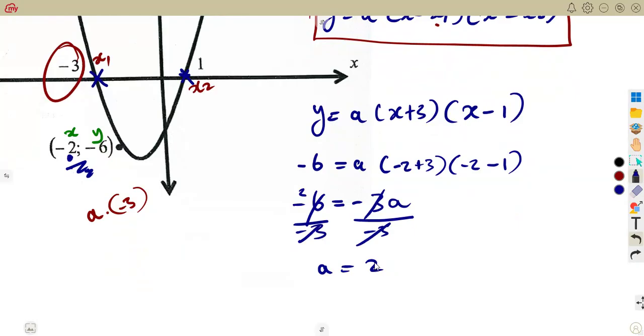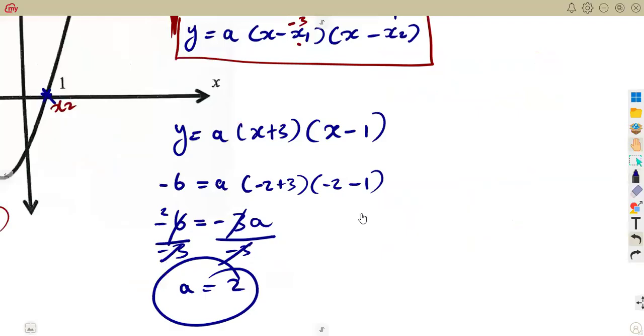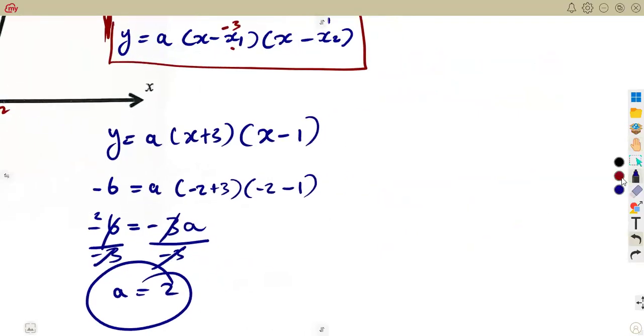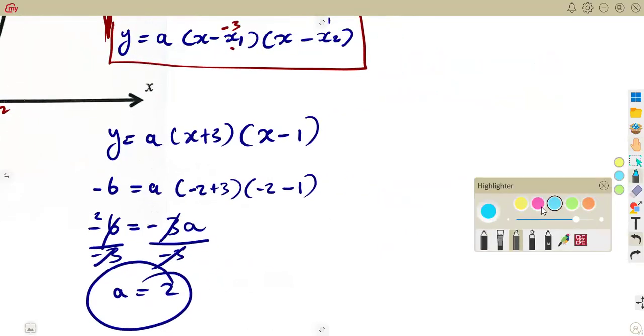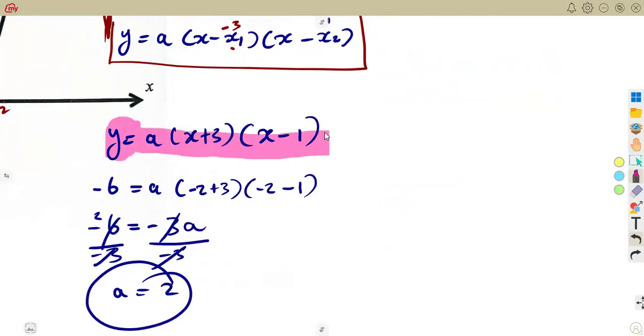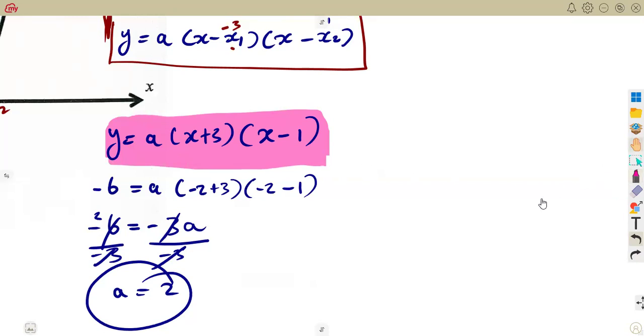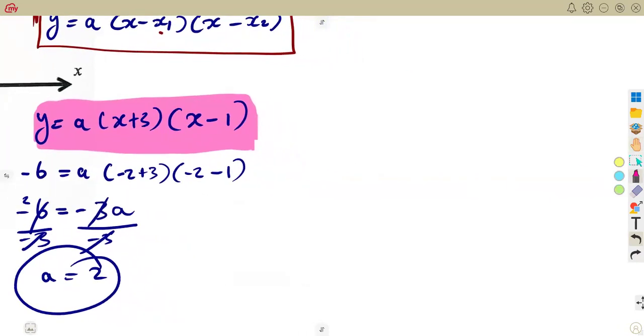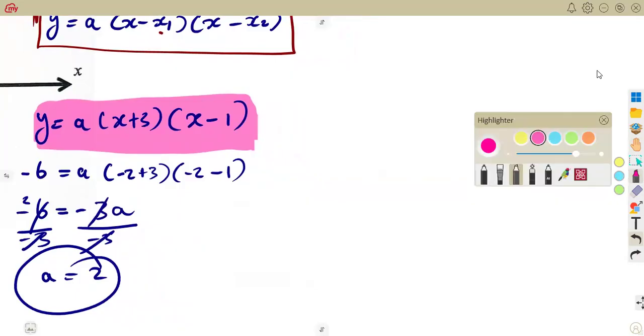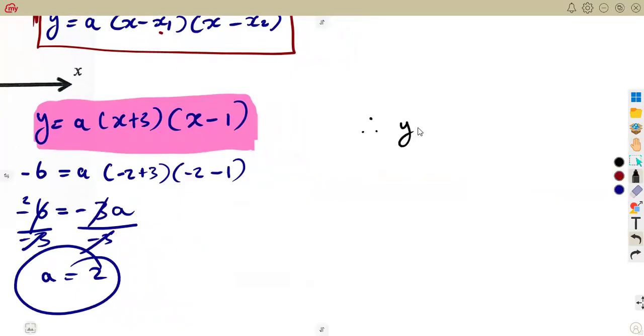So having this value of a, we are going to substitute. Remember, in this case, we had this part here where we substituted, but a was missing. We were limited here because we did not have a. So now that we've got our a, we substitute it, and this is what we have. So y is equal to, in place of a, we substitute the 2. So that's 2(x + 3)(x - 1).